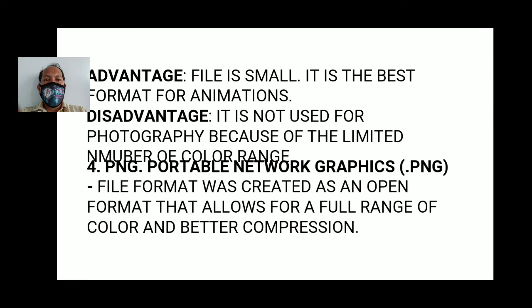Four, the PNG, portable network graphics. The file format was created as an open format that allows a full range of color and better compression. The advantage is it is good for web images and images with text and line art, better than JPEG. The disadvantage for photographs is that PNG is not as good as JPEG, or it creates a larger file. Five is a raw image file. Files are called raw because they haven't been processed and cannot be edited or printed.